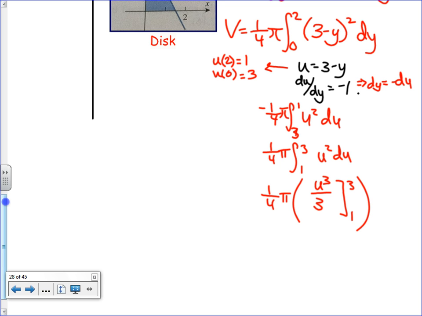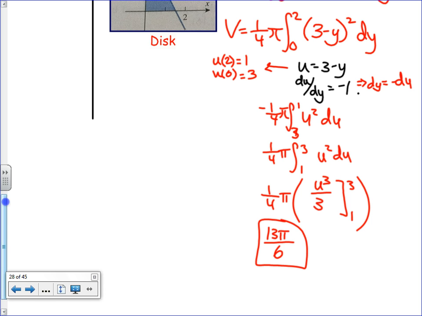Now plug and chug. Do I have to go back to y's? Nope. It's going to be 27 over 3, 9. And it's going to be 1 over 3. 9 minus a third. Ew. 26 thirds? Over 12. 26 twelfths? 26 twelfths would be 13 sixths, I think. That's the worst way to ever do math, but I'm trying to move on. Does anybody back up the math? Yeah.